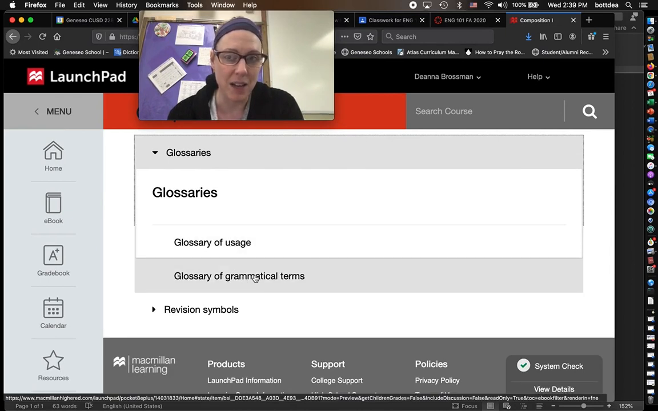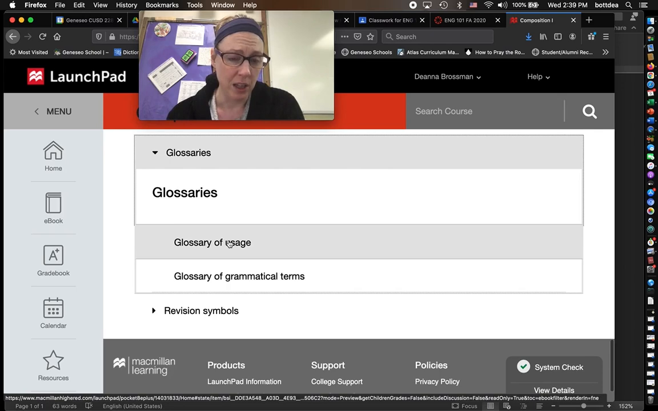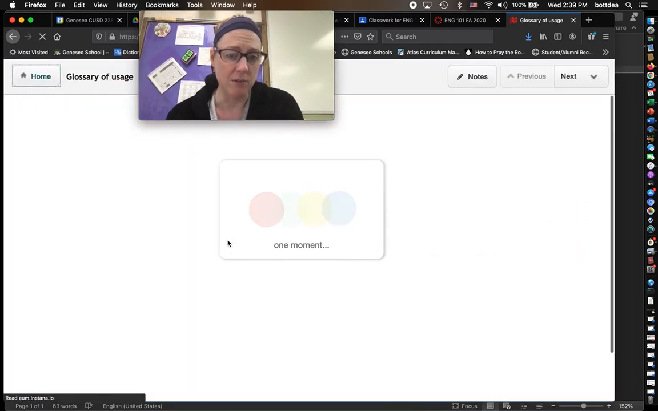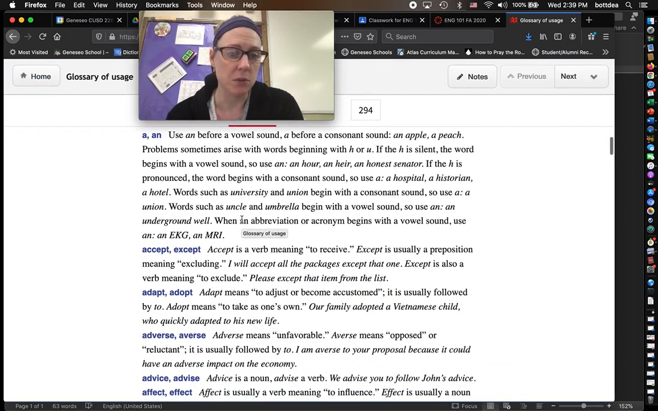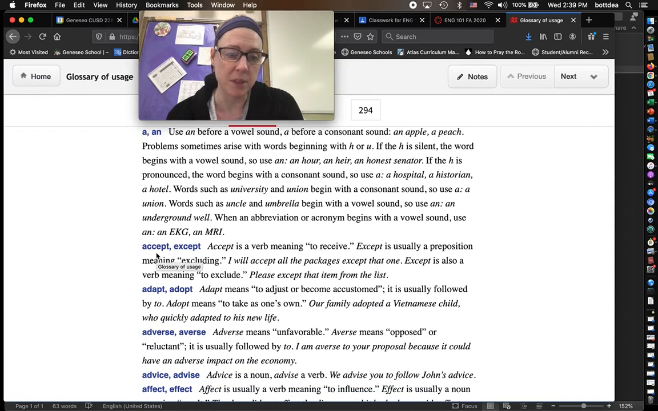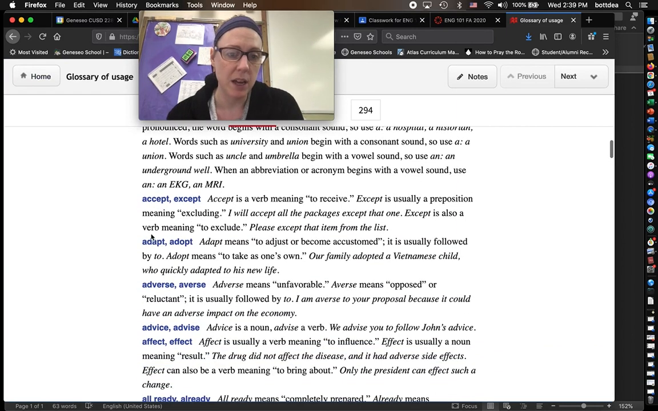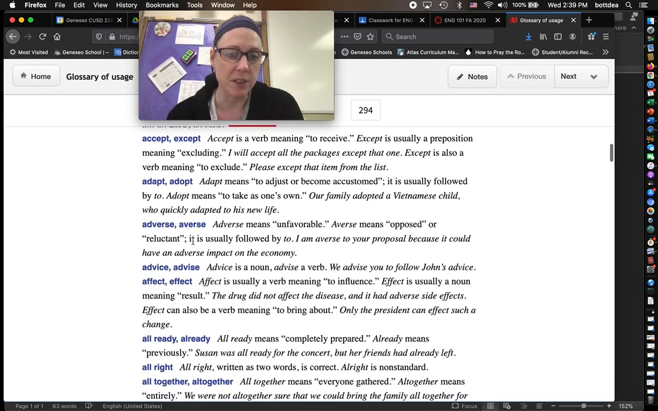This helps define what things are. So if I say subordinating conjunction to you and you don't know what I'm talking about, you go here and you look it up. The glossary of usage is going to give you all sorts of words that we commonly misuse, right? People mix up the spelling of accept and except, adapt and adopt, adverse and averse.